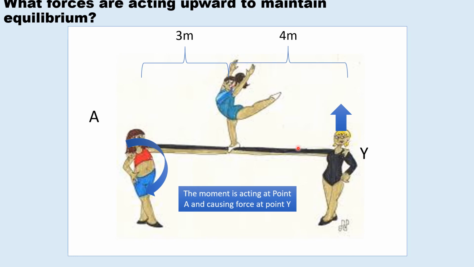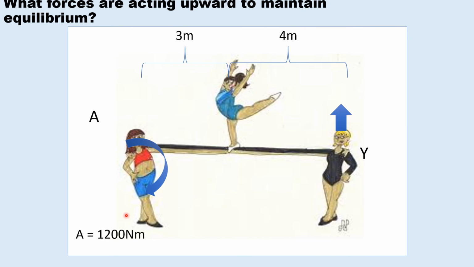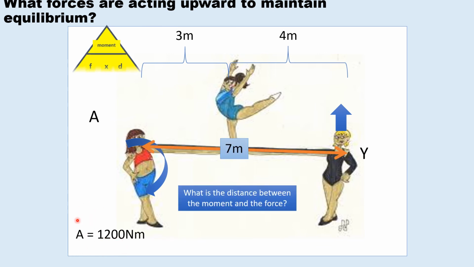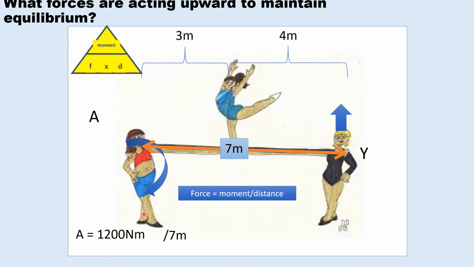So the moment is acting at point A over here and causing force at point Y. So A is 1200 Newton meters, and that is your moment. So let's look at this then. So we've got the equation triangle at the top, so moment over force times distance. What is the distance between the moment and the force? 7 meters. So to find out the force is the moment over the distance, so that is 1200 Newton meters over 7 meters, and that equals 171.4 newtons, and that is to 1 decimal place. So that would be Y.